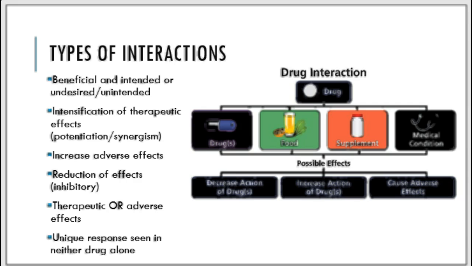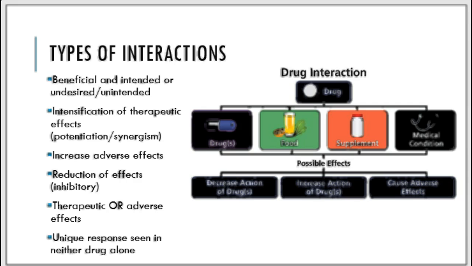With reduction or inhibition of effects, think of a beta blocker that's given to a patient, and if the patient has lung disease and they are using an albuterol inhaler, that's a beta stimulant. So these two things are going to be counteracting each other, and that may cause a reduction in therapeutic effects.